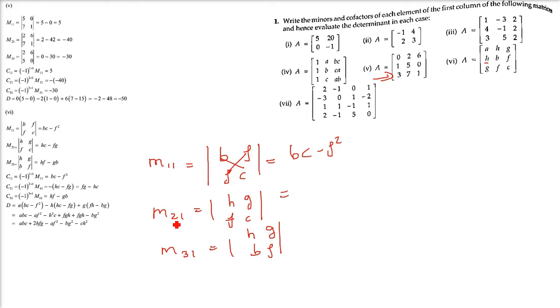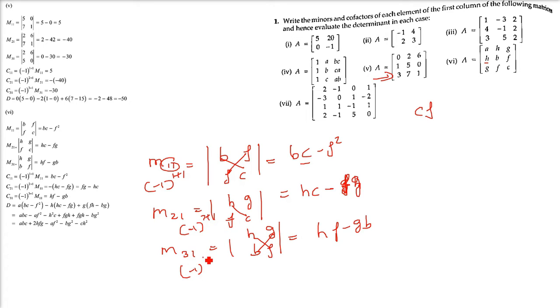This is just a 2 by 2 determinant I am finding out. HC minus FG, then we have this one, HF minus BG or GB. So in order to find out the cofactor, you just have to multiply it by minus 1 to the power i plus j. So only minus 1 to the power 2 plus 1 will be negative. Otherwise, M11 and M31 will be positive, because it will be minus 1 to the power 2 and minus 1 to the power 4. That is going to be 1 only. Only the middle one will be negative.